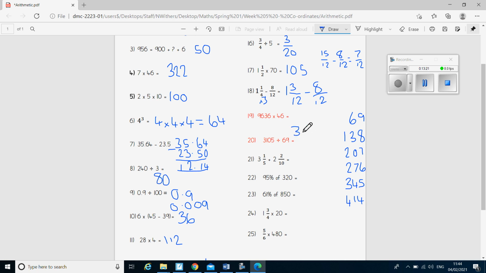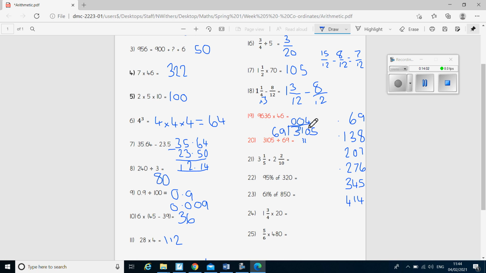So I'm going to take my 3,105 and I'm going to divide that by 69. First of all I ask myself, how many times does 69 go into 3? It doesn't. So I carry my 3 to the next column along. How many times does 69 go into 31? Again, it doesn't. So I'm going to carry my 31 to the next column along. Now I'm asking myself, how many times does 69 go into 310? Right, well it does, doesn't it? It goes 1, 2, 3, 4 times.